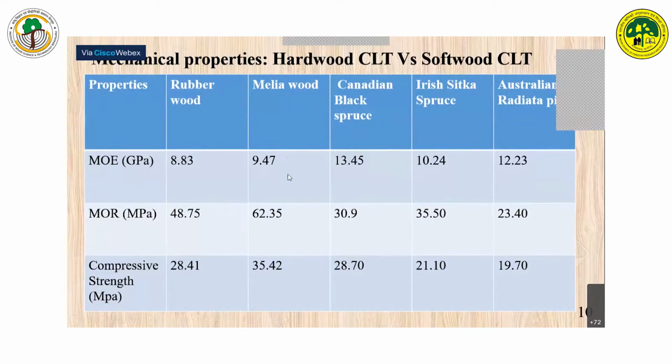Here we can see the first two columns are showing rubberwood and melia wood CLT, which we have conducted here at IWST, and we can compare these values with other global values of softwood CLT, including Canadian black spruce, Irish Sitka spruce, and Australian radiata pine. Since this study is in progress, we don't have data for all the species, but hardwood CLT are giving an extra edge over the softwood CLT from the experimental values, as we can see.